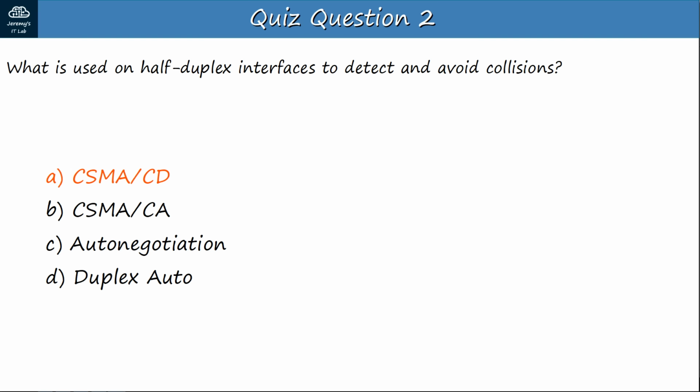B, CSMA/CA, is a similar concept that we'll cover later in the course that stands for Carrier Sense Multiple Access with Collision Avoidance. C, Auto Negotiation, and D, Duplex Auto, are unrelated to how a half-duplex interface detects and avoids collisions. Let's go to question 3.